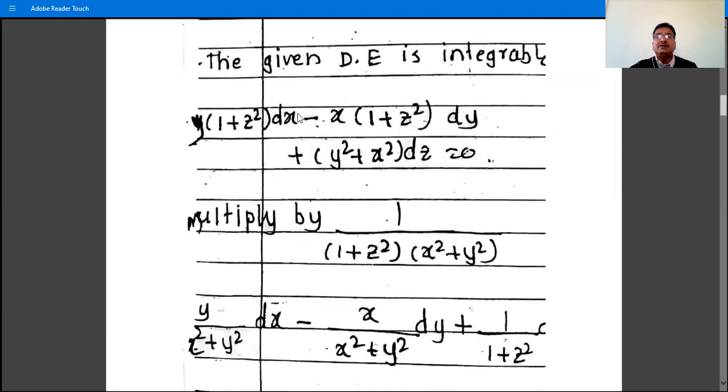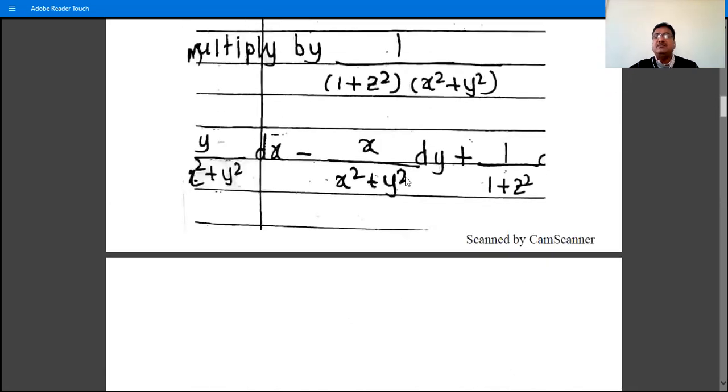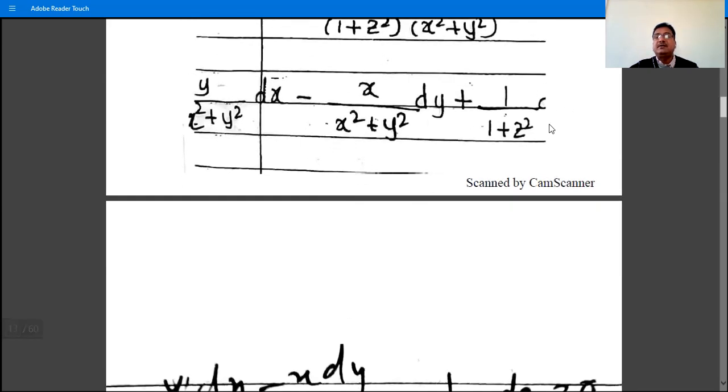And now we have to find its general solution. So y(1 + z²) dx - x(1 + z²) dy + (x² + y²) dz = 0. We have to separate the variables. So multiplying by the factor 1/((1 + z²)(x² + y²)), or dividing by (1 + z²)(x² + y²), what do we have? y/(x² + y²) dx - x/(x² + y²) dy + 1/(1 + z²) dz = 0. This equation is in one variable separable form. The variable z is separated, but x and y are not in separable form.